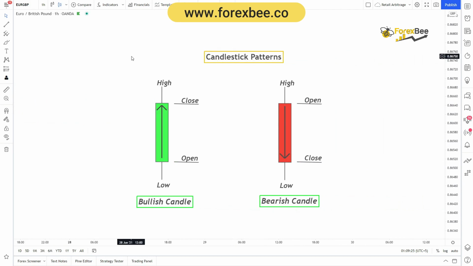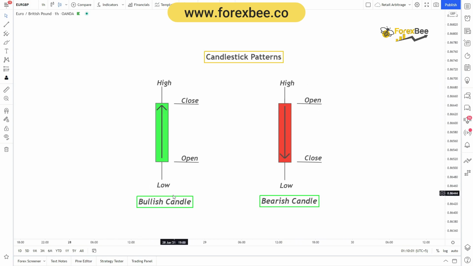So now let's discuss what candles are, how candles are formed, and what their types are. In any chart you will basically come across two kinds of candles. The candle can either be bullish or bearish, okay? A bullish candle is one in which the open price is at a lower level than the close price, okay? And a bearish candle is one in which the close price is at a lower level than the open price.